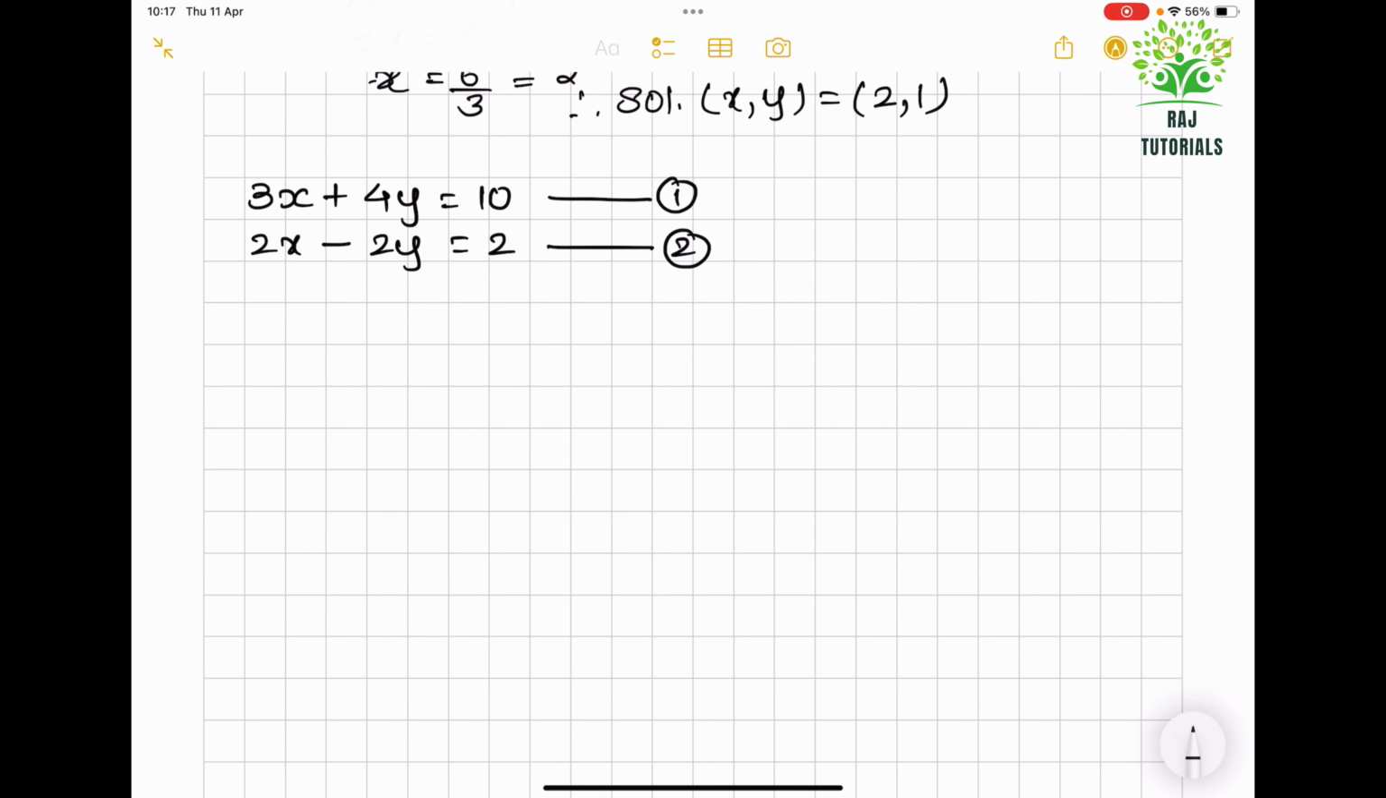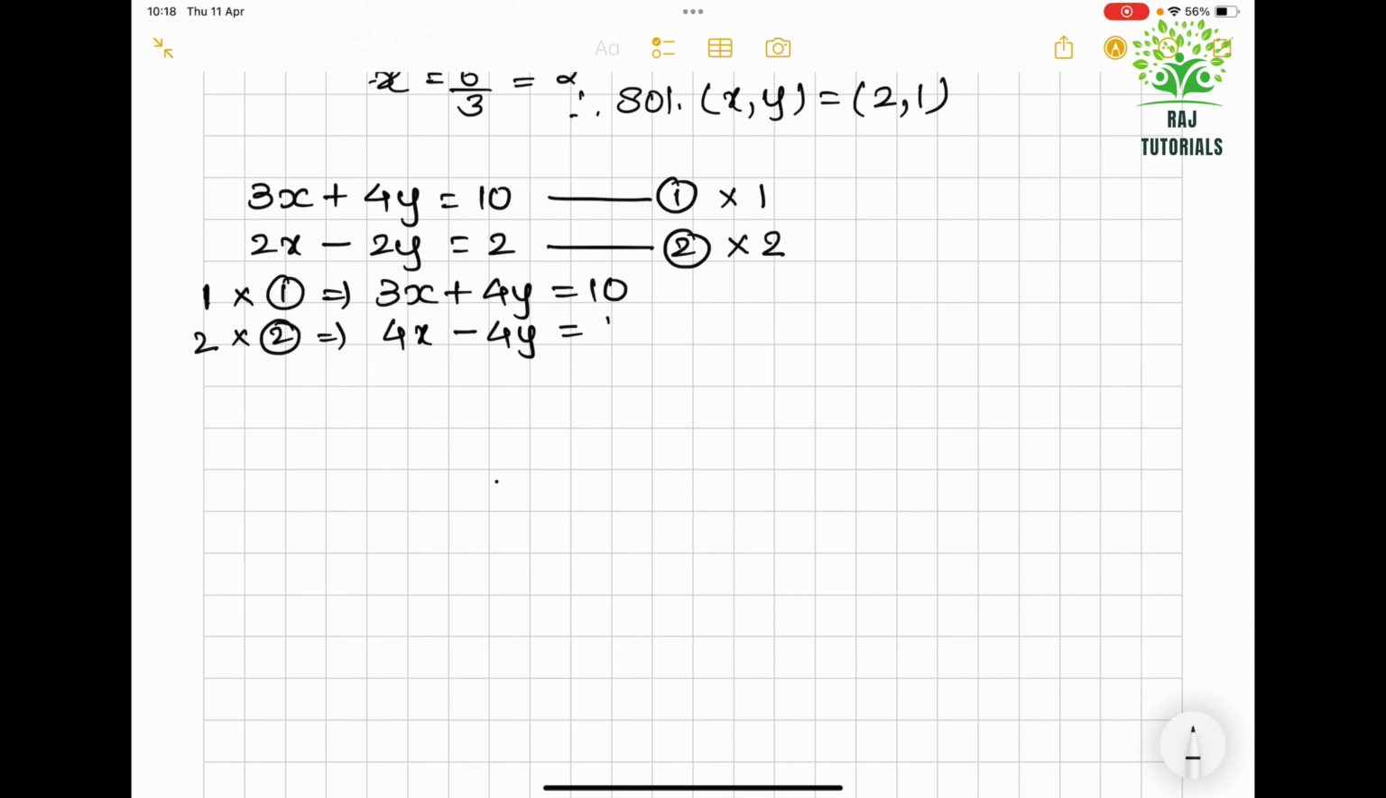How? Instead of x, see, if you look carefully, y is having different signs. In one it is plus, in one it is minus. So it will be easy if I make y the same. To do that, in the first equation I am having plus 4, in the second equation I am having minus 2. So if I multiply the second equation with 2 and the first equation with 1, the first equation gives me 3x plus 4y equal to 10, and the second equation multiplied by 2 gives me 4x minus 4y equal to 4.